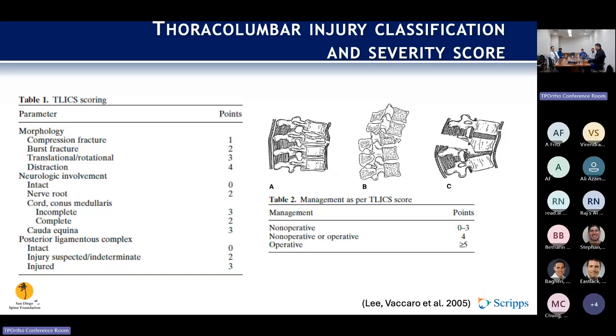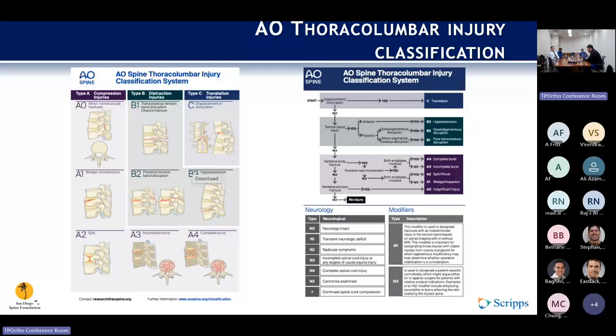And then weaknesses, this may not be as reliable as the AO spine classification because it doesn't have specific patient-specific modifiers. But again, a lot more simpler than the AO classification.